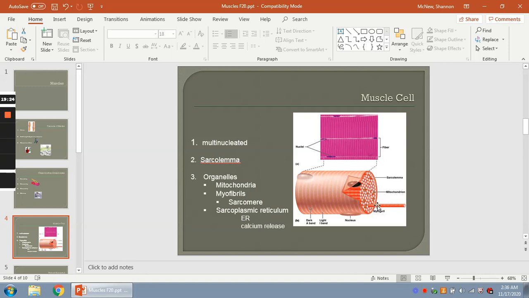So if we're looking at this myofibril, we may have a sarcomere here. Check out that little star thing. Right here, there might be a sarcomere here, another sarcomere, another sarcomere, another sarcomere, another sarcomere. So it's one after another on these myofibrils.